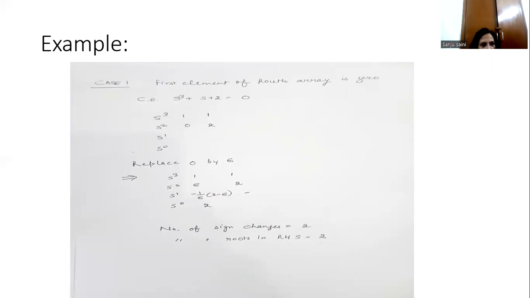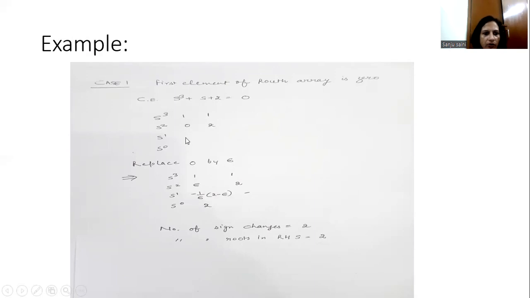Just look at this. This is 1 and this is 1. Then the S2 coefficient: why is this 0 present over here? This is S to the power 3 plus 0 into S square plus 1 into S plus 2. So 1 and 1 are present over here. And in the second row, we are getting 0 and 2, because the coefficient of S square is 0 and the coefficient of S to the power 0 is 2.